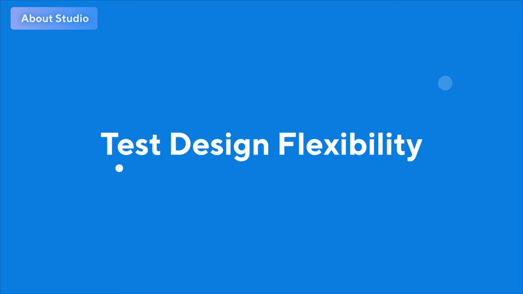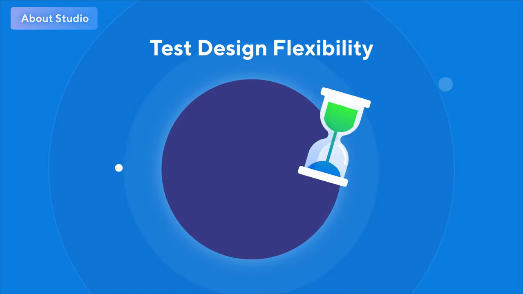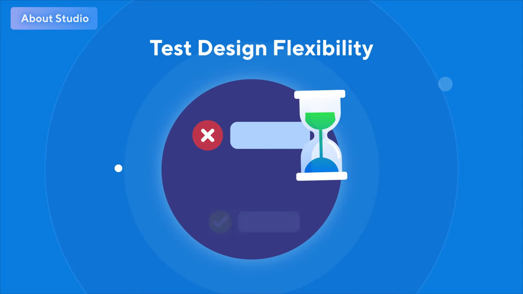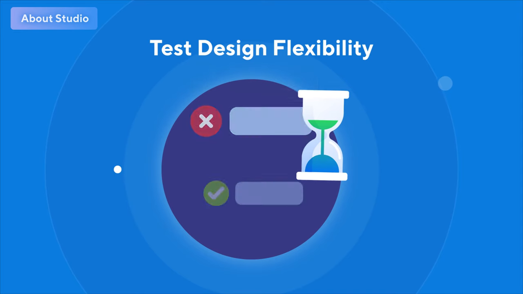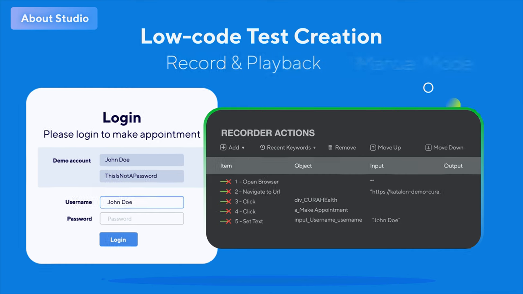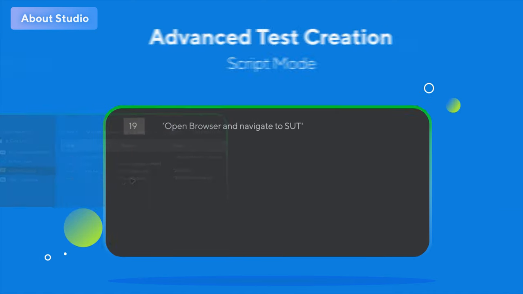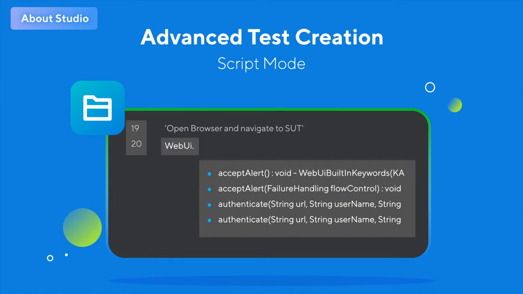To provide flexibility and wiggle room in test design, Studio comes equipped with a large library of built-in keywords and three methods to create automated tests. There's the codeless option with record and playback for fast creation, manual mode using drag and drop to quickly edit or update tests, and script mode for programming-based users with Java and Groovy to generate more customized actions.